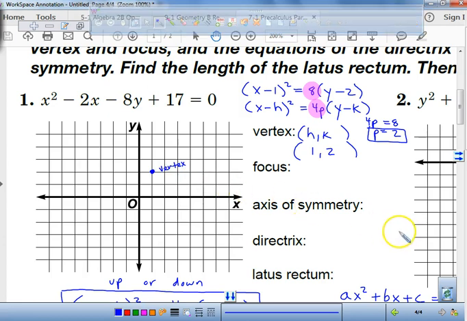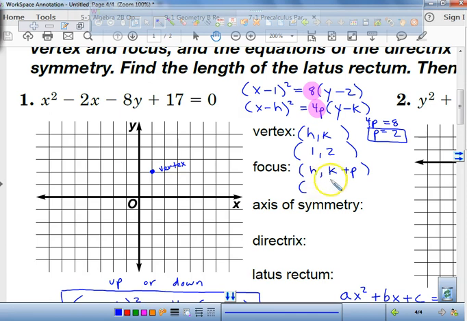There's your vertex. Now, if you look at your little chart that you wrote at the very beginning, look where it says focus. What does it tell you about the focus? H, comma, k plus p. Look at that. There's your formula, right?